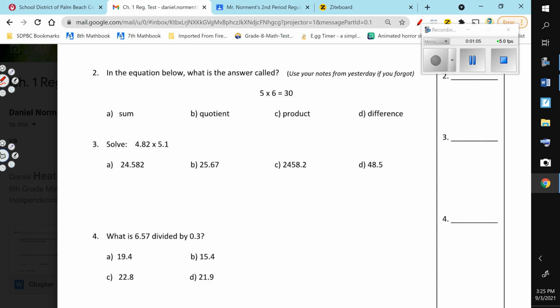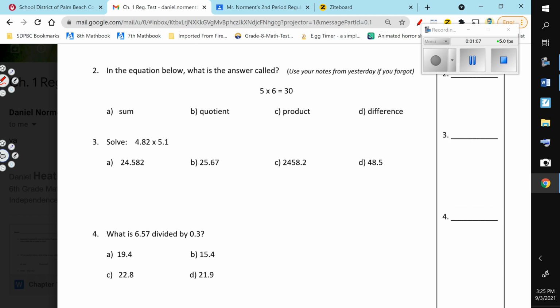Number two, this is in your notes, okay? We talked about what the answer of a multiplication problem is called, so check your notes from the study guide from Thursday of last week, and you'll see it.